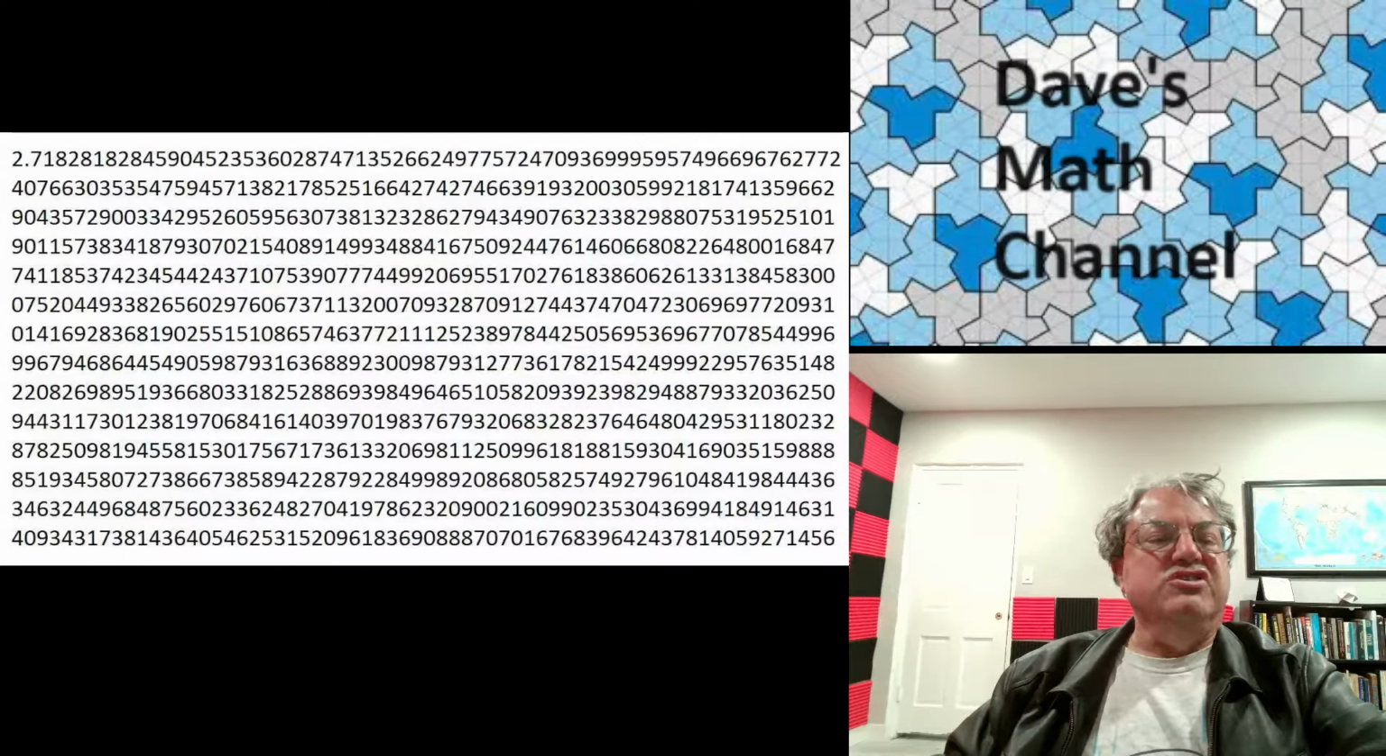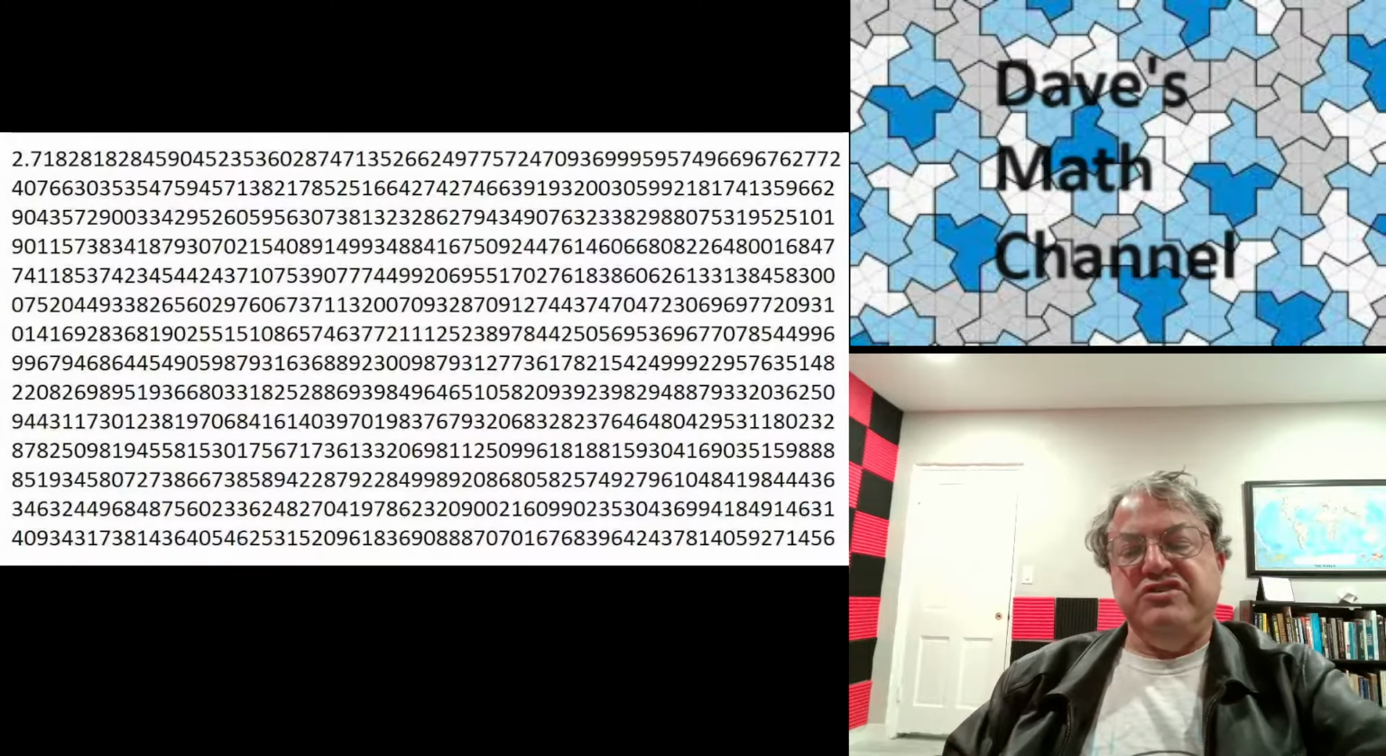Well, here's the first 2,000 digits of E. It's an irrational number. It goes on forever, like pi. It starts out 2.71828, and it's known to probably millions, maybe even billions of digits, like pi. I don't think it's known to as many digits as pi, but it is known to some insane number of digits.